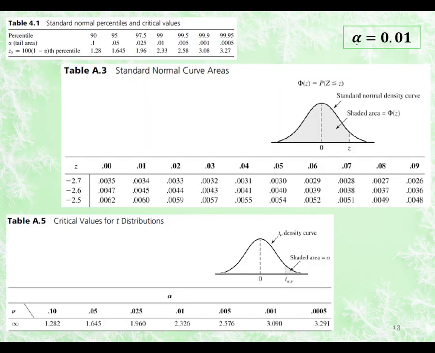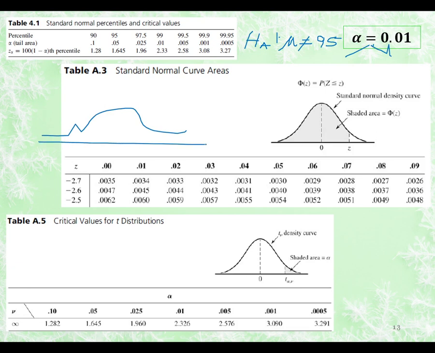So to do that, let's go look at our standard normal curves. We've said here that alpha is 0.01, and we've specified that our alternative hypothesis is that the mean is not equal to 95, which means it's a two-sided test, which means that this alpha actually needs to be split into the two different tail ends.